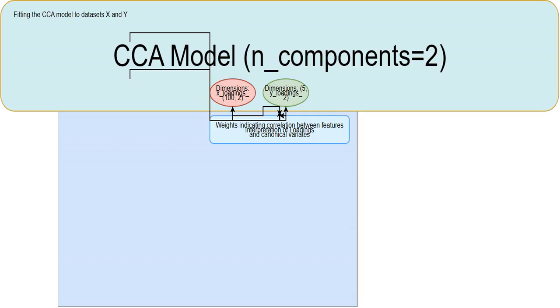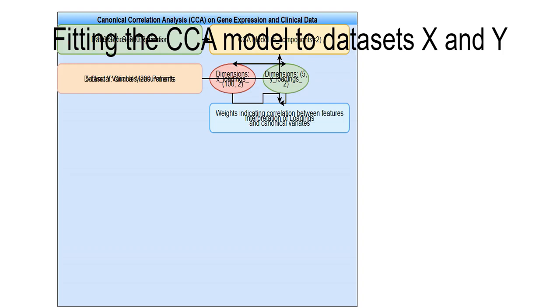We're using CCA with n_components equals 2. This means we're looking for two main relationships between the gene expression and clinical measurements. We're simplifying the complex relationship between the two datasets into just two main aspects. This is where we run the CCA analysis. The model finds the two most significant relationships between the two datasets.